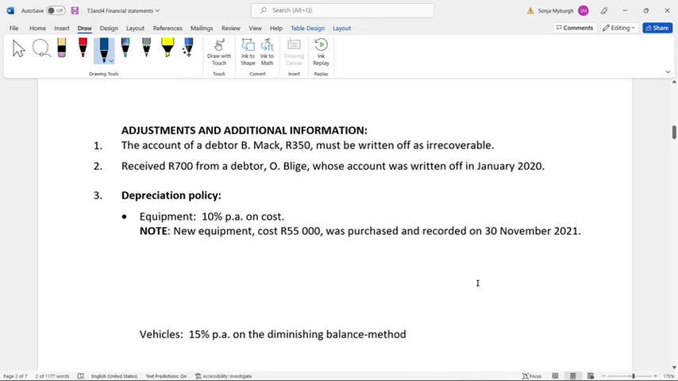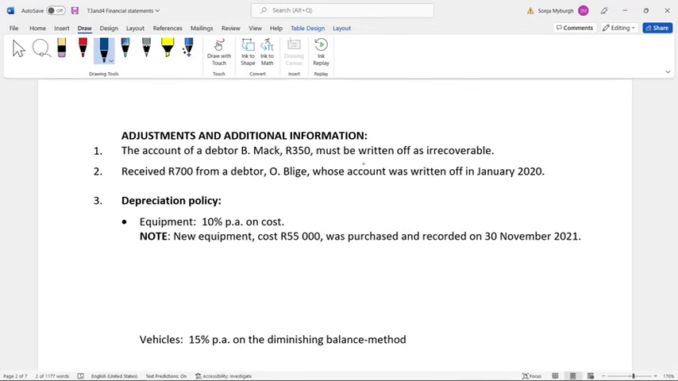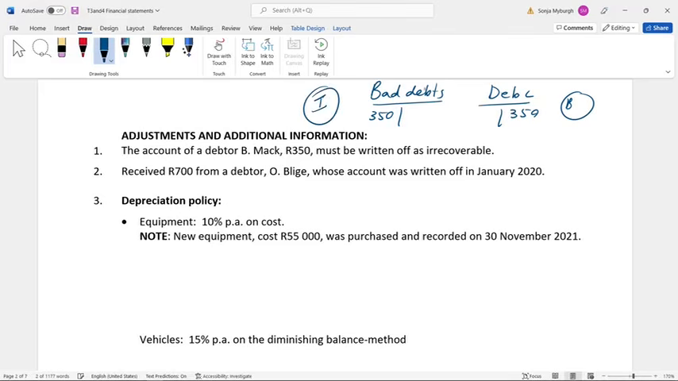The first one, the account of a debtor must be written off as irrecoverable. The 2 accounts involved, bad debts expense that must be debited, and debtors control must be credited. Now this is on the balance sheet, not applicable now, but statement of comprehensive income, yes, we must add to bad debts the 350.